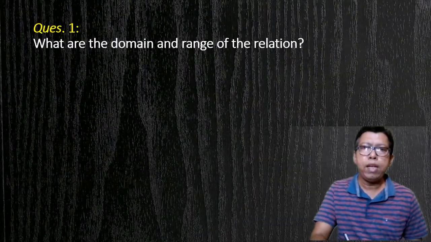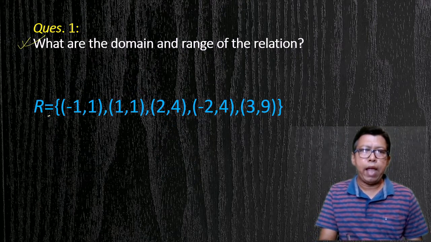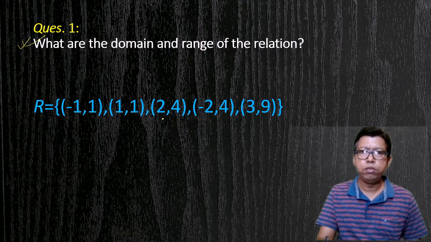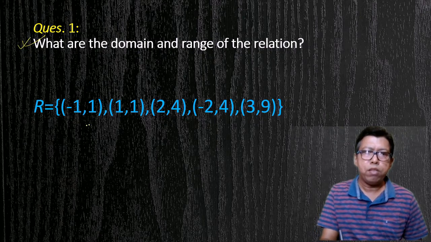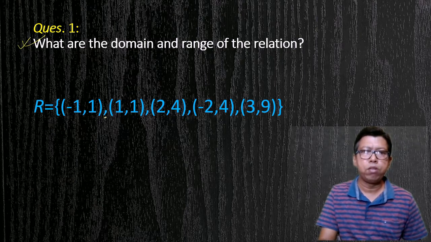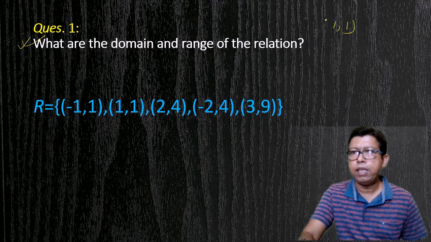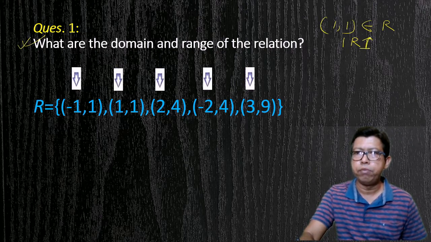What are the domain and range of the relation? The relation is taken as capital R, (minus 1, 1), (1, 1), (2, 4), (minus 2, 4), (3, 9). (Minus 1, 1) is an element of the relation R. (1, 1) is also an element of R. If I say (1, 1) is an element of the relation R, that means 1 is related with 1.